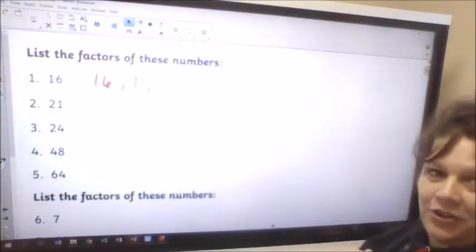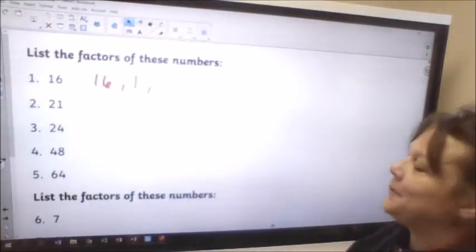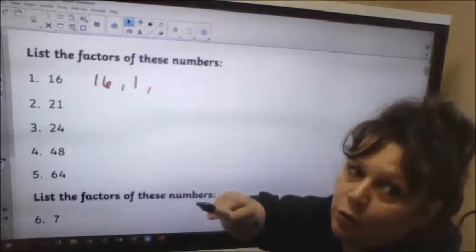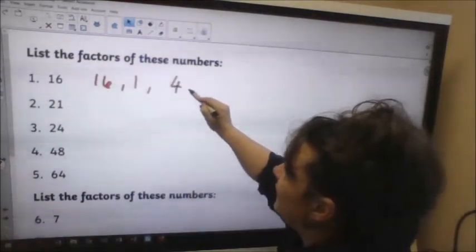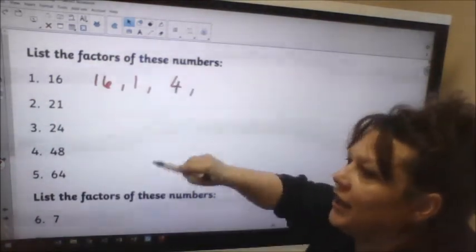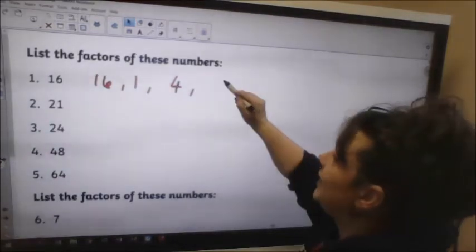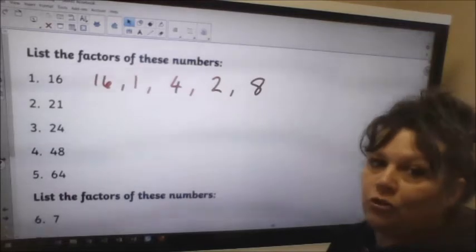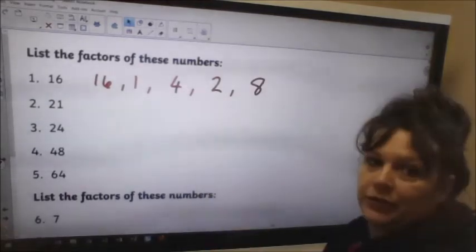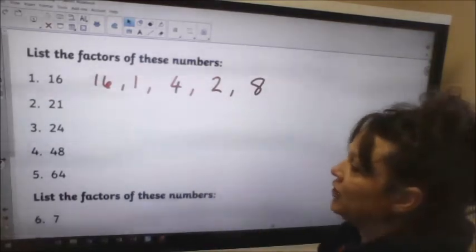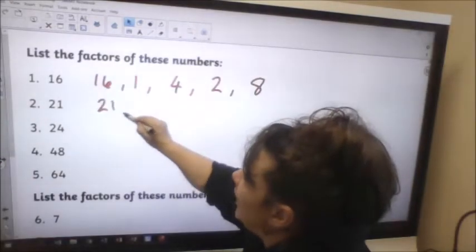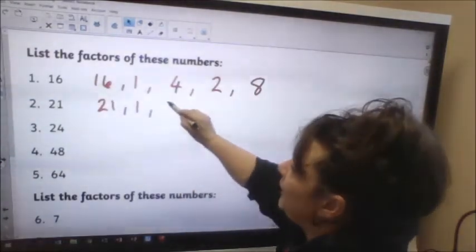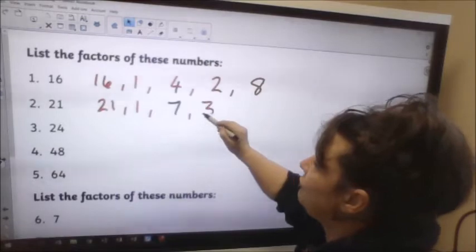Right, okay, did you manage to spot them all? Let's see. So 16 appears in our 4 times table. So 4 is a factor. It also appears in our 2 times table and our 8 times table. So you should have got those. Okay. 21, well, we have 21 and 1, and we have 7 and 3.